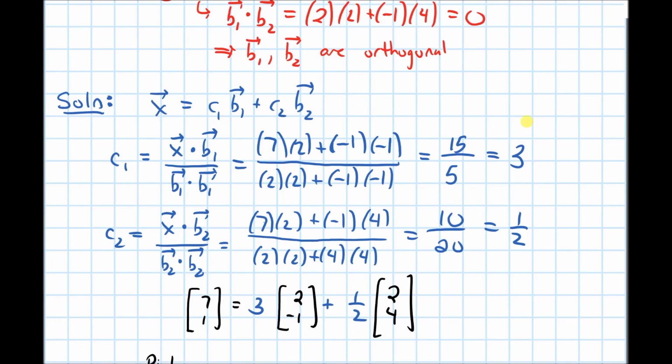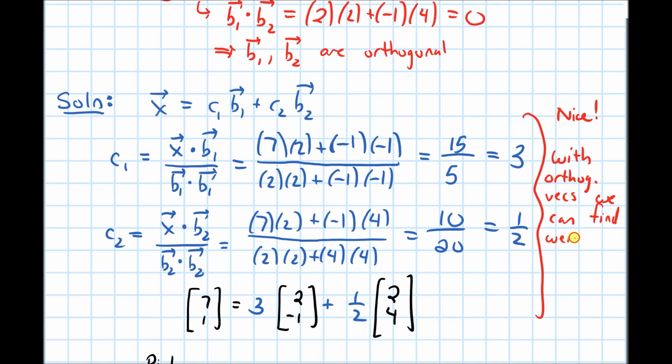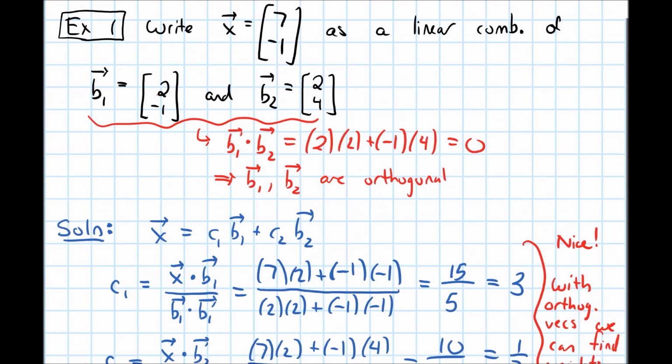So one of the reasons why this is nice, so let me write this on the side. This is nice because with orthogonal vectors, we can find the weights of our linear combination without an augmented matrix. Right, because normally to do this, if we want to write a vector as a linear combination of other vectors and figure out what the coefficients, what these weights are, we'd have to form an augmented matrix.